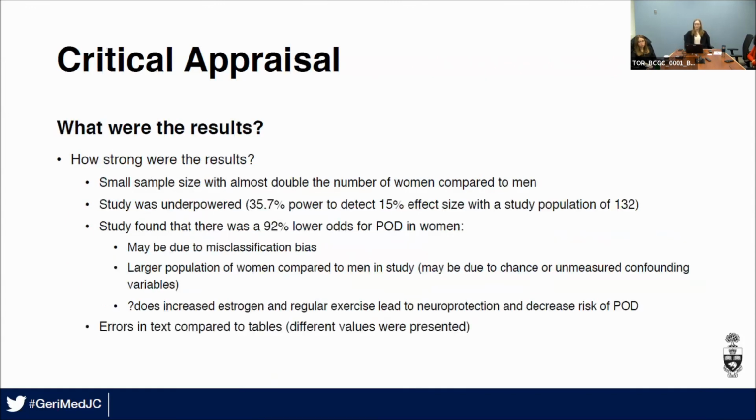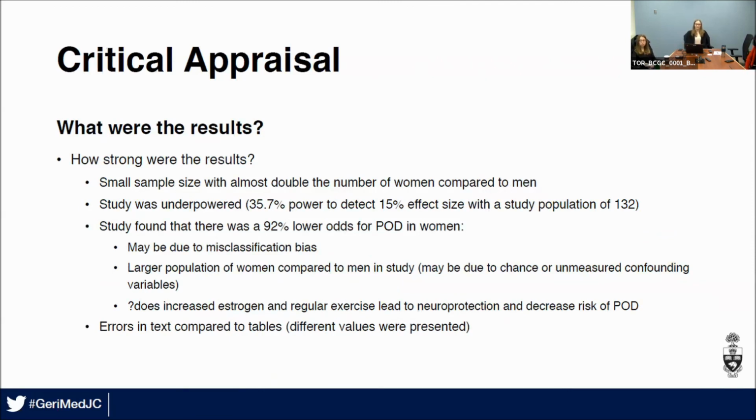And what were the results? It was a small sample size. There's almost double the amount of women compared to men. And the study was underpowered. They stated that there's a 35.7% power to detect about a 15% effect size with their study population of 132. And they did find a significant result with women who participated in more physical activity compared to men.